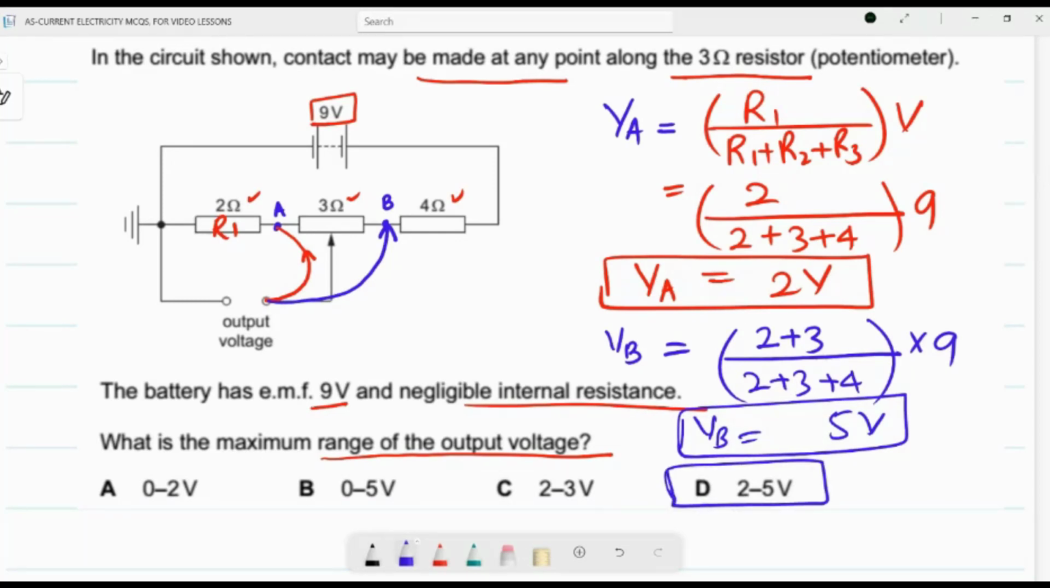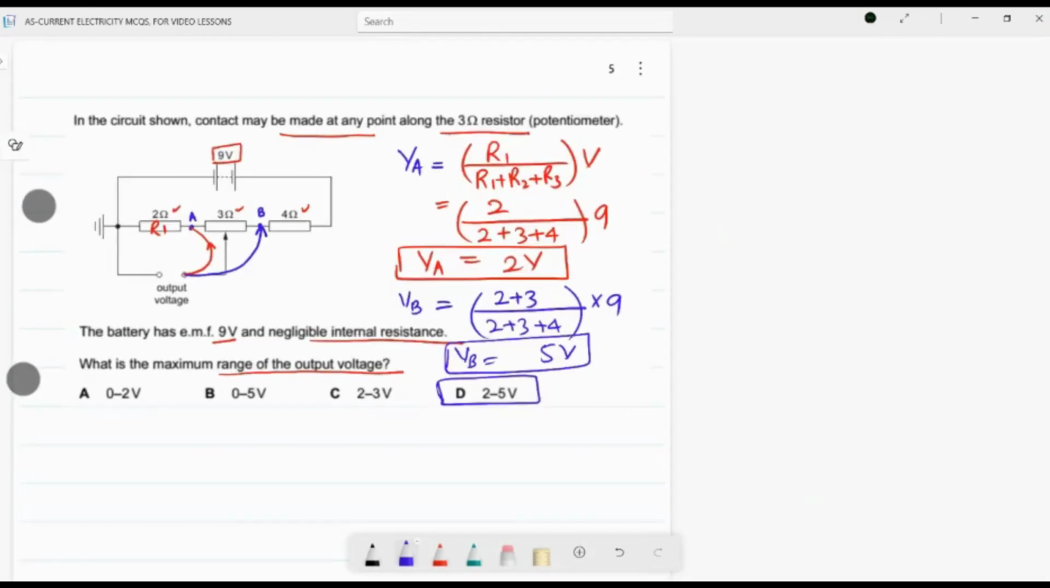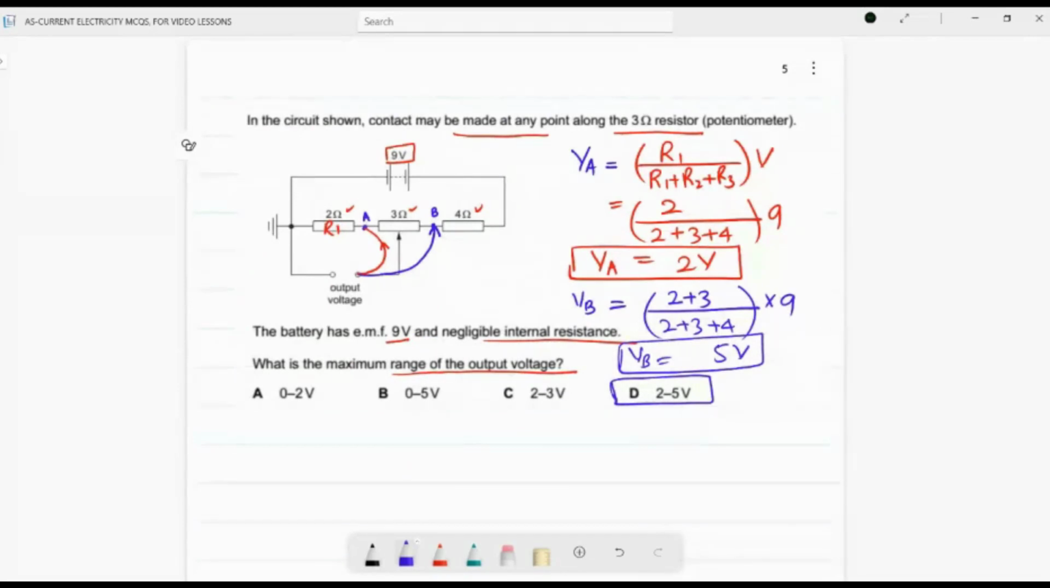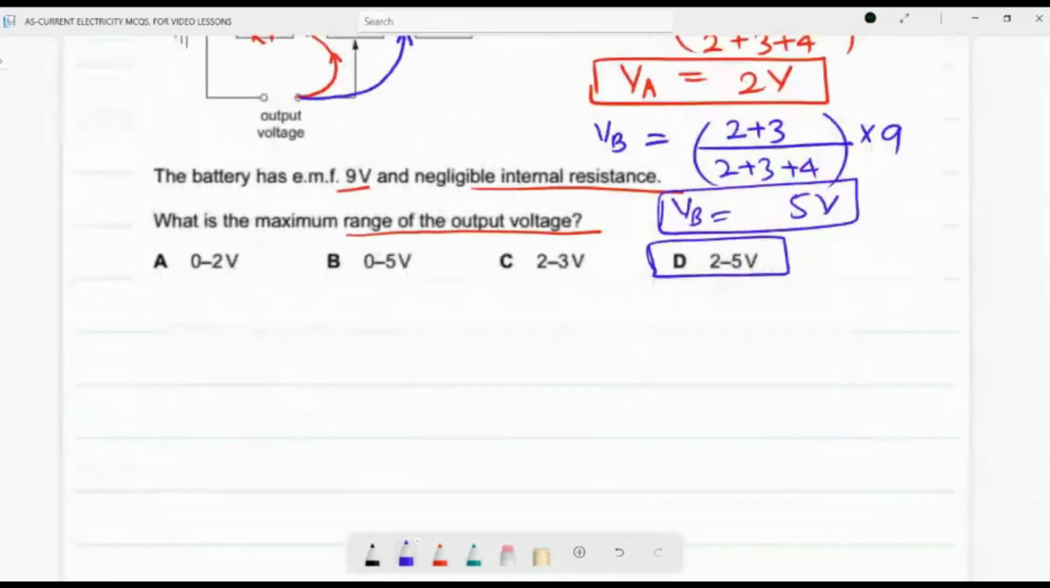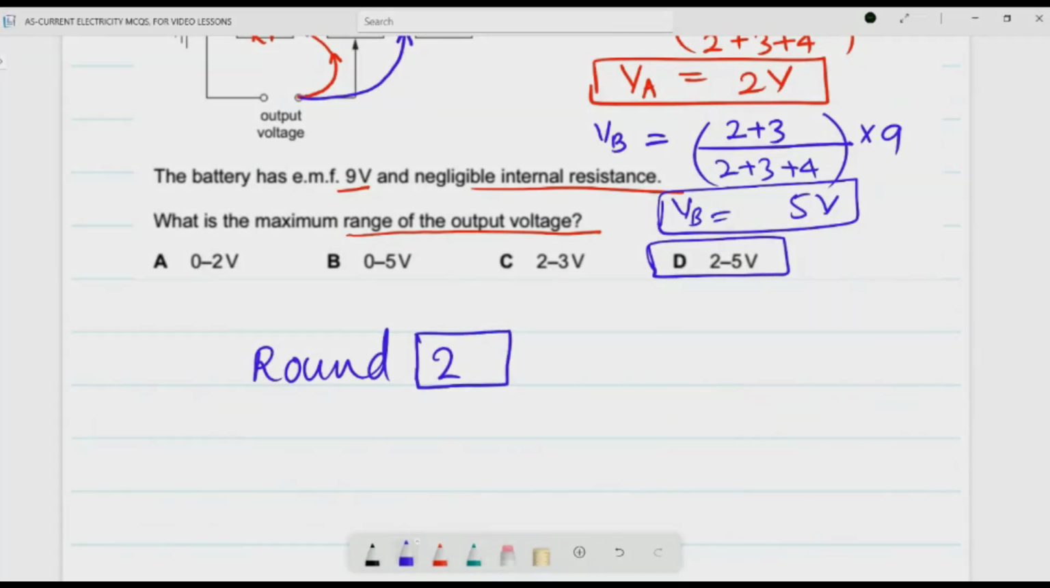I hope this is a very clear question from potential divider and potentiometer. It did not take that much time, so it is a very short question. You can select these types of questions for your round 2. As I have mentioned earlier, we will select the rounds of the MCQ solutions, and those rounds would be decided while you do your past paper practice.